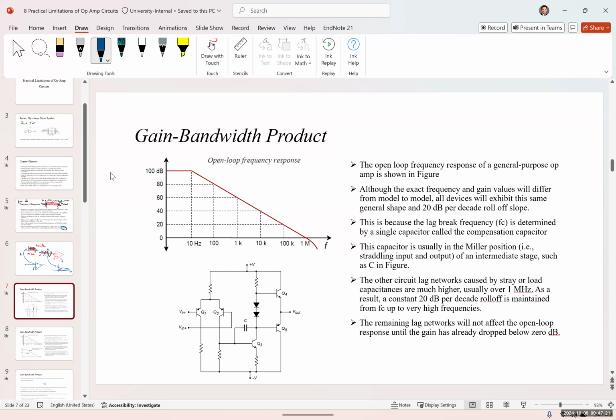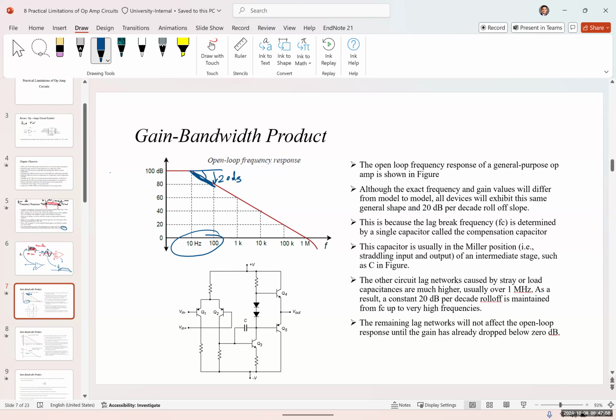Because this is a first order system, we would have 20 dB drop per decade, or roll off slope in the system, meaning we would have 20 dB, this is, by the way, 20 dB drop in the system per decade increase in the frequency. And this is actually determined by, again, the op-amp itself.